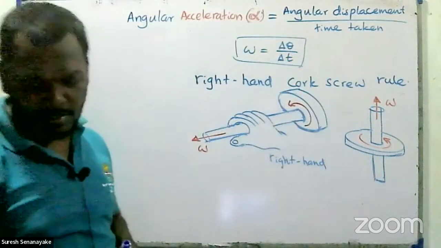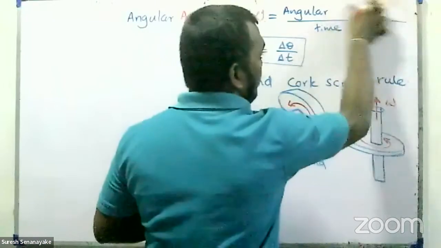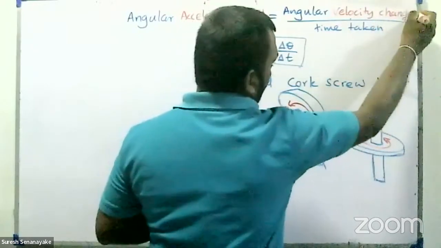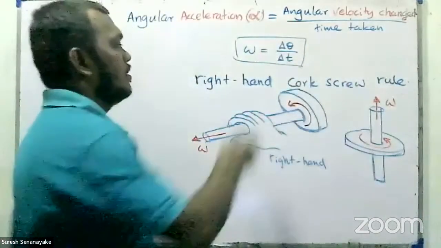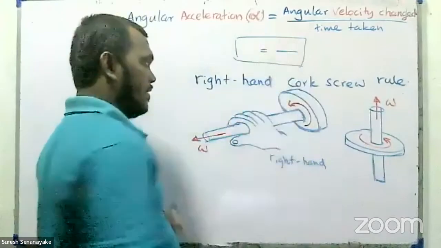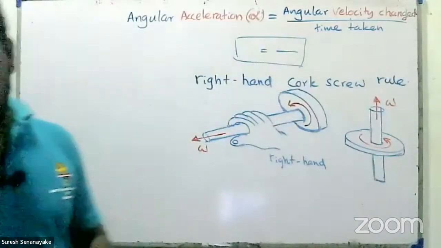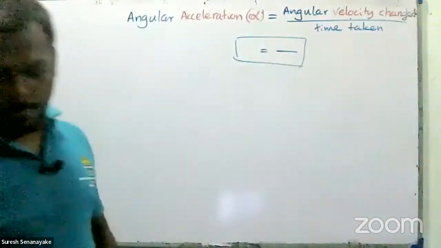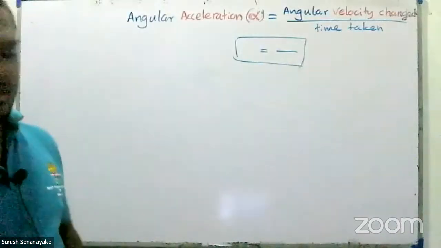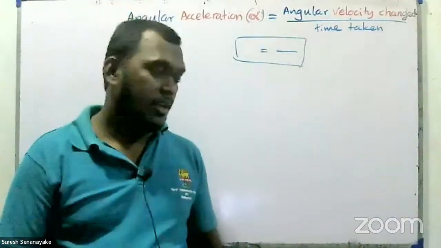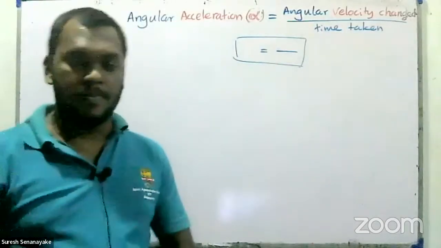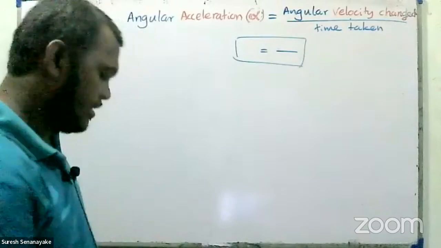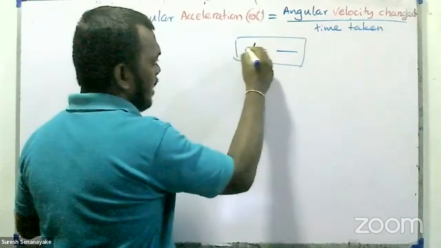Okay, you can write there: the angular acceleration, the rate of change of angular velocity of a moving body or a rotating body at a moment, is the angular acceleration at that moment. Alpha we use.